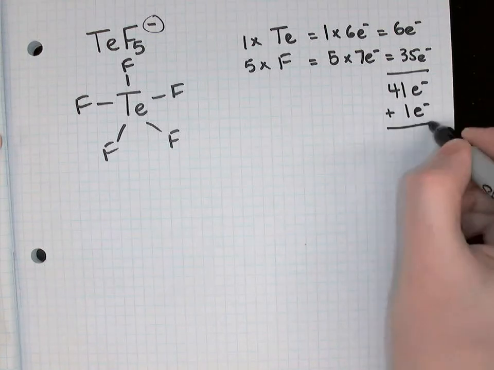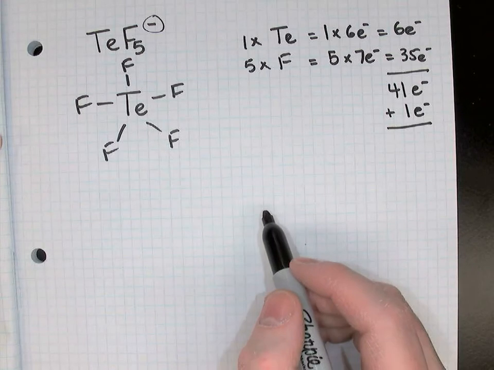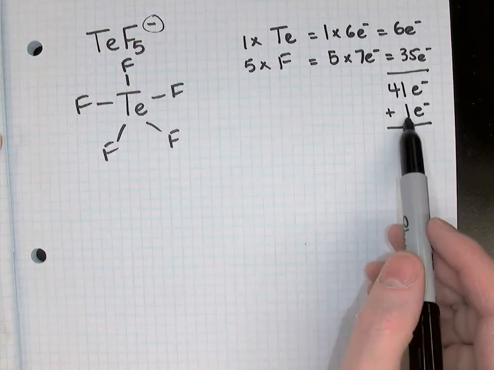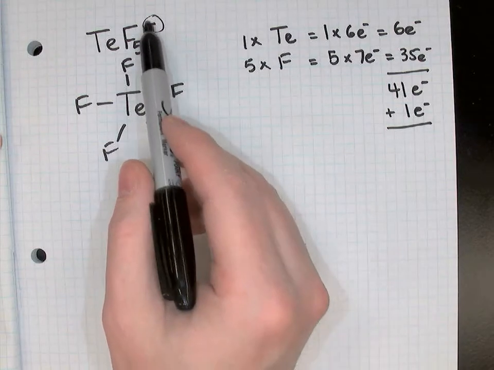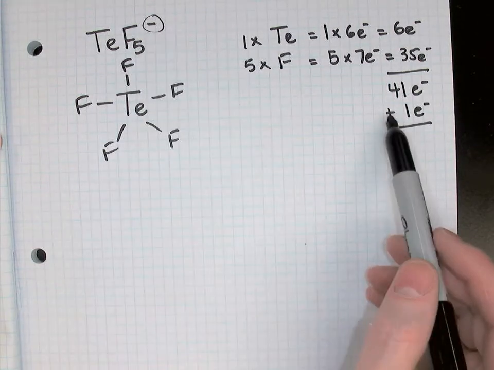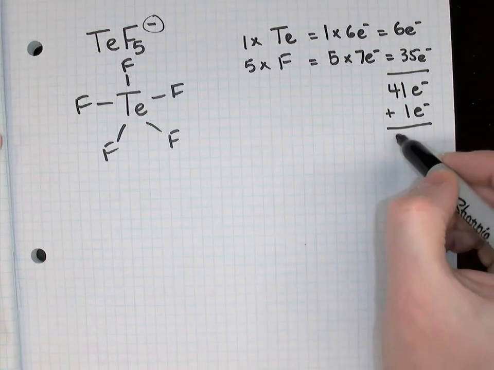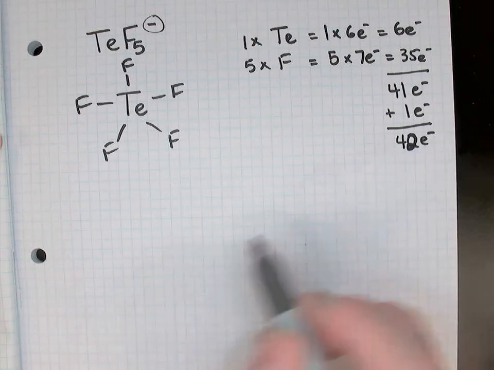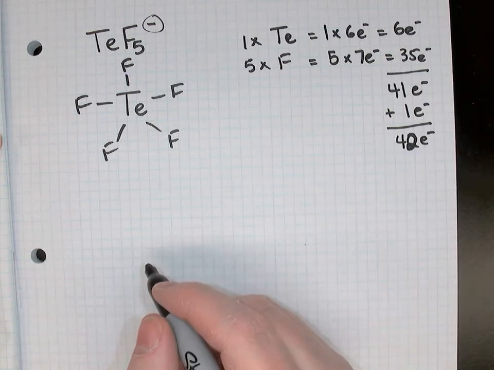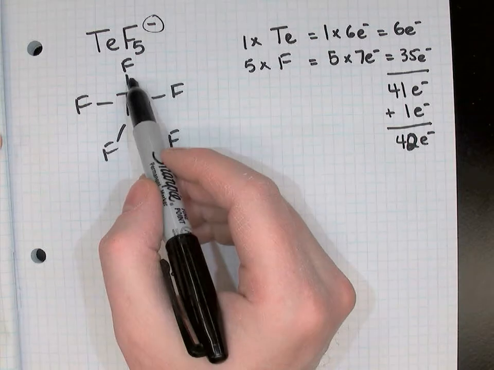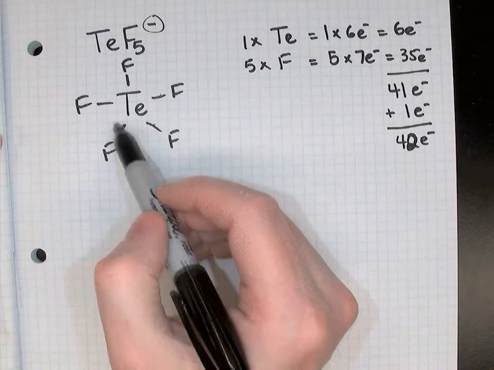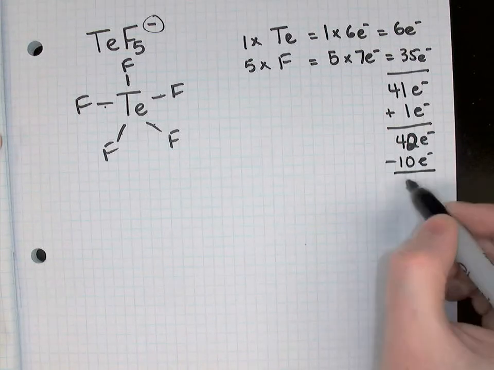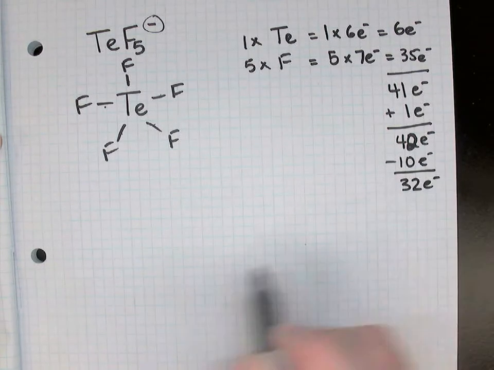The reason it's -1 is because there's an extra electron. If that were 2 minus, we could add 2 more electrons. If it were 1 positive, we would subtract 1 electron here. So we have 42 electrons to play with in this molecule. Now we've already used 2, 4, 6, 8, 10 in those bonds. So if I take away 10, we're left with 32 electrons.